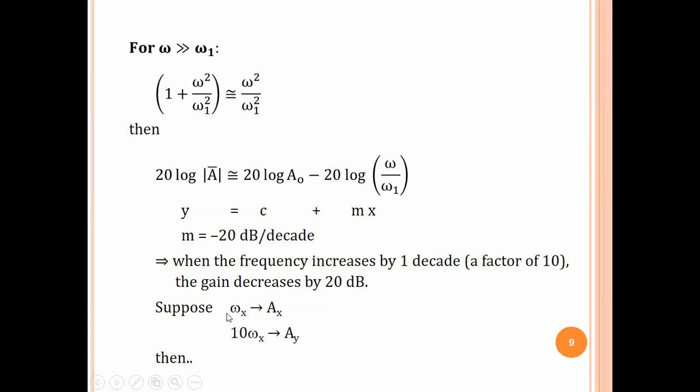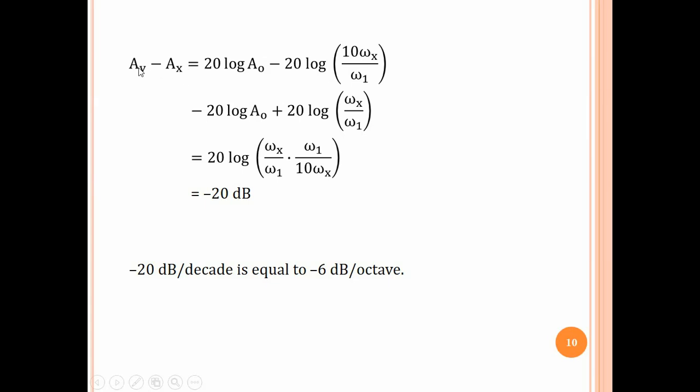Suppose at some frequency omega x, the gain is Ax. And omega x, I'm assuming, is much greater than omega 1. And then let us say that at a frequency 10 omega x, the gain is some Ay. Then we can use this equation to write Ax and Ay. So Ay minus Ax: for Ay we say 20 log A0 minus 20 log, where Ay corresponds to 10 omega x, and minus Ax is minus 20 log A0 plus 20 log omega x, since Ax corresponds to omega x.